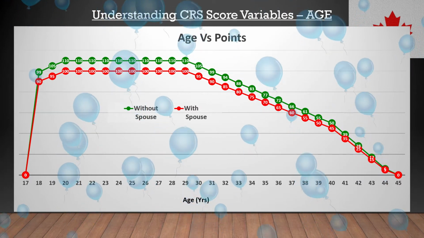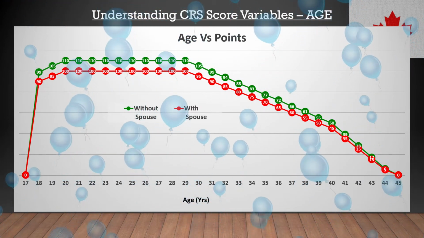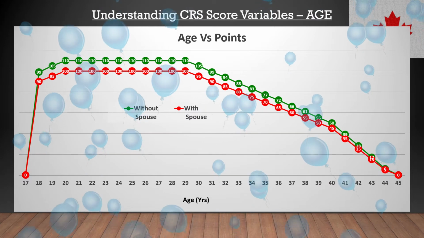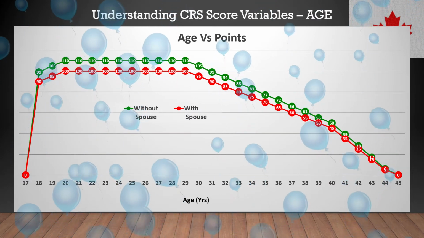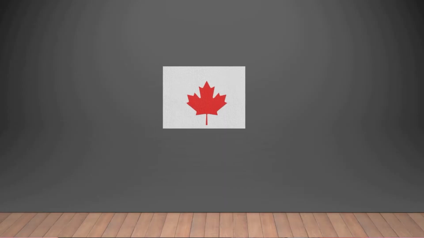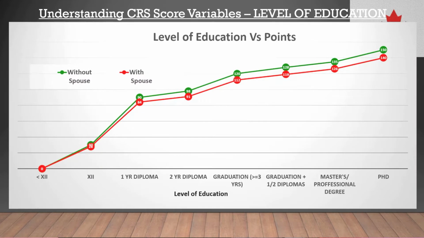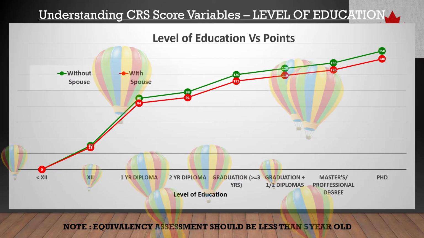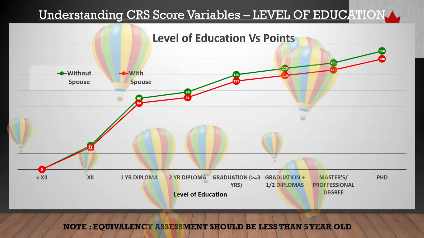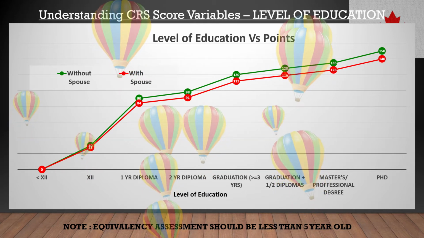I think this will give a fair idea of how the age column works when you select it in the CRS tool given by CIC. Okay, now moving on from age to level of education. This is again a graph I have made for you to understand how points vary with the level of education. If you are anything less than 12th, 0. For 12th you will get 28, with and without spouse.